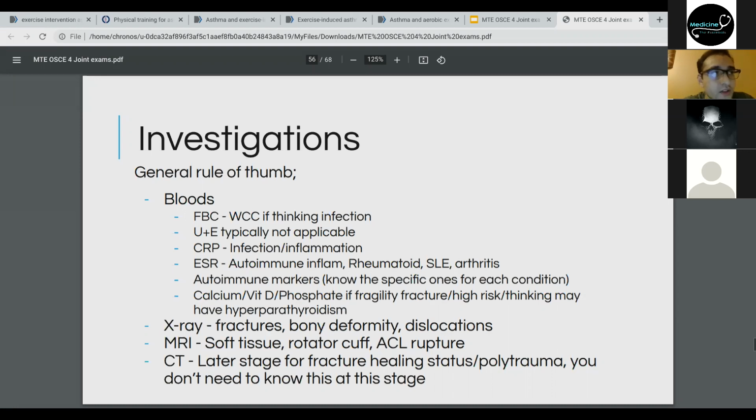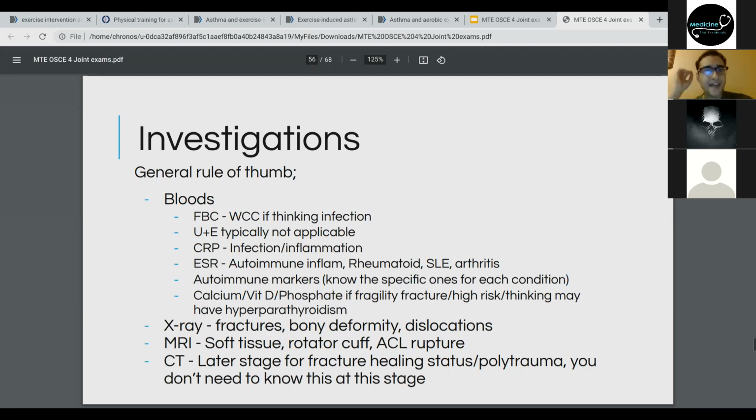So make sure if you are suspecting rheumatoid or any of the autoimmune joint conditions, you ask for an ESR. Autoimmune markers, so you've got your anti-Ro, anti-La, rheumatoid factor, etc. Make sure you sit and just learn that list of autoimmune markers. They're really easy, quick marks to get in an SBA, and really nice ones to be able to demonstrate in an OSCE because it shows you know what you're doing.